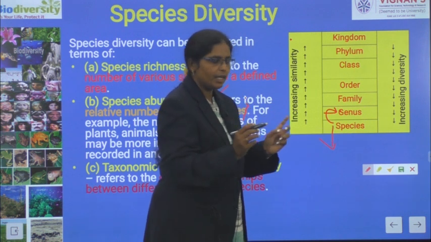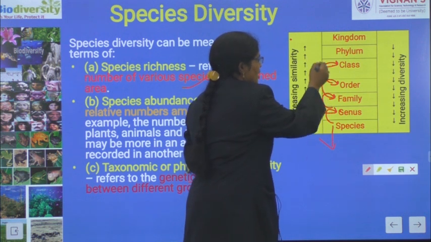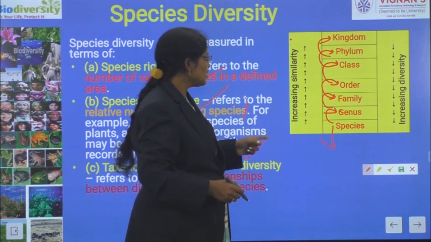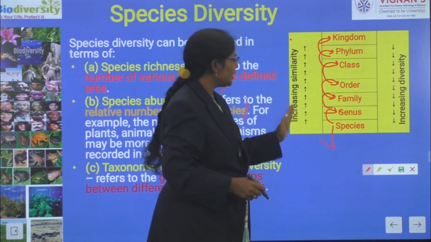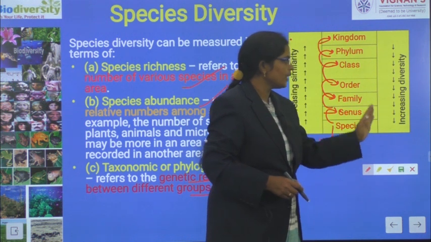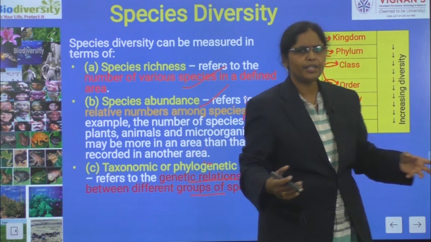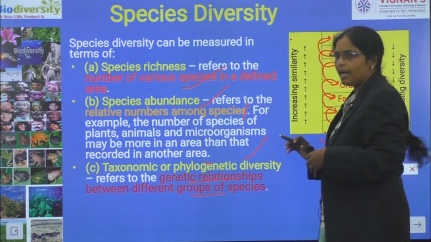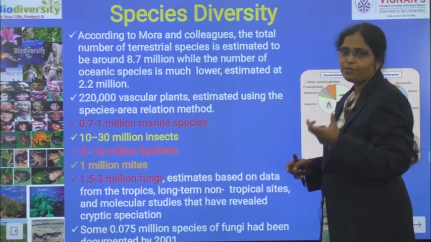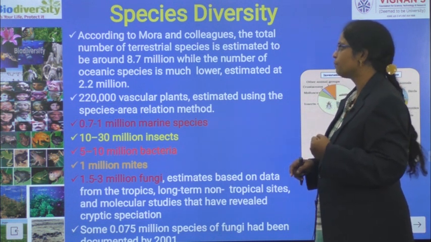So these genera are grouped under a family, different families under an order, next class, phylum and finally kingdom, and the highest level is the domain. In this direction we can observe increasing similarity, and in the other direction we can observe diversity, that means difference. So at the species level we can observe a variety of species and a variety of genera. Like this, we can observe the variety of species, richness, abundance and the phylogenetic relation.